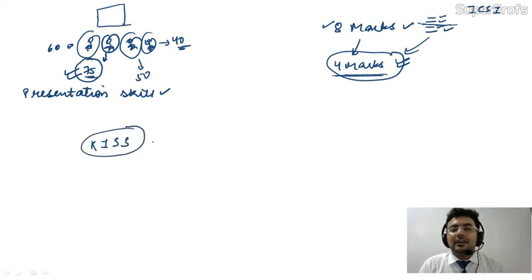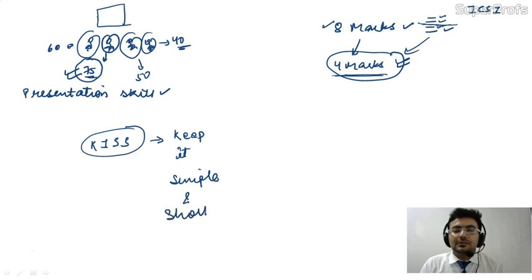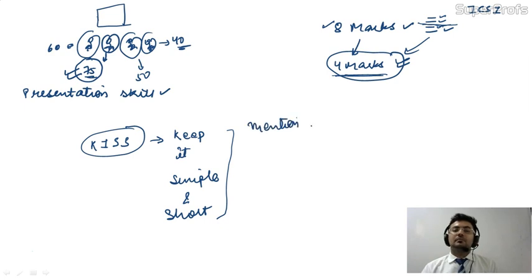oh you dirty mind, this is KISS: keep it simple and short. This is the full form of this. You need to keep it simple and short. Okay? So when you are taking it simple and short, definitely do not forget to mention all material points.